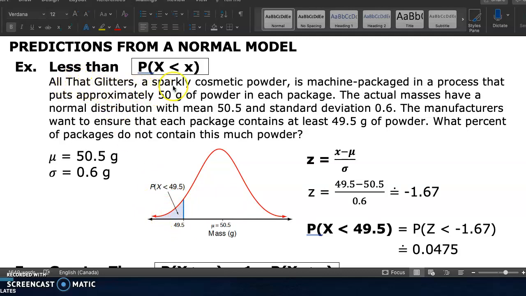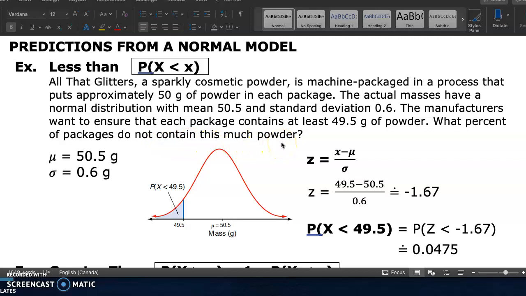Less than. So if we are looking for an area that is less than a particular value. All that glitters, a sparkly cosmetic powder, is machine packaged in a process that puts approximately 50 grams of powder in each package. The actual masses have a normal distribution with mean 50.5 and standard deviation 0.6. The manufacturers want to ensure that each package contains at least 49.5 grams of powder. What percent of packages do not contain this much powder?